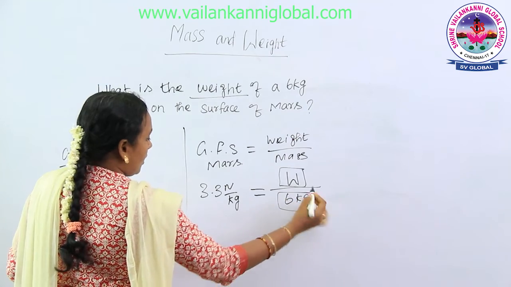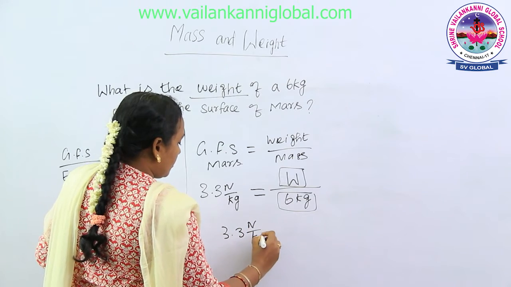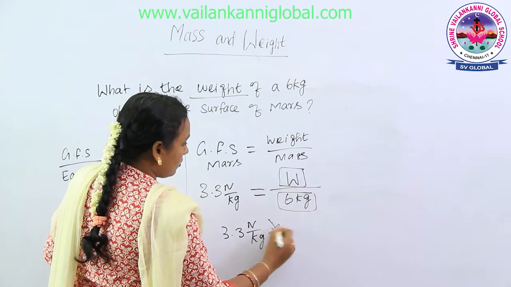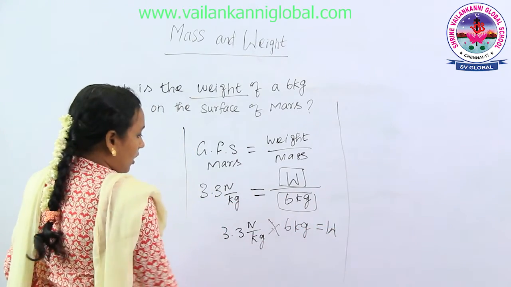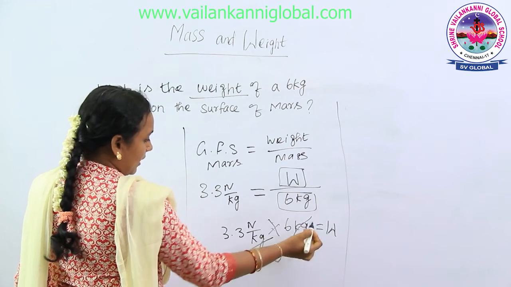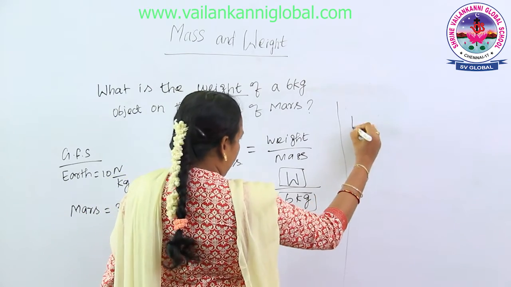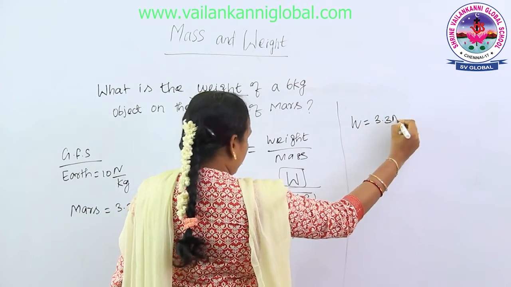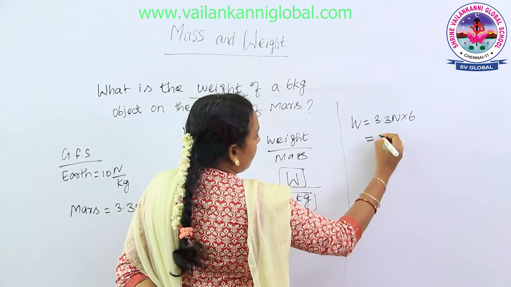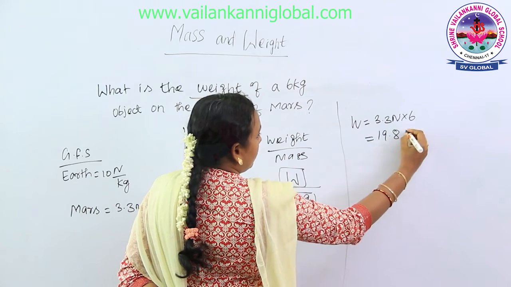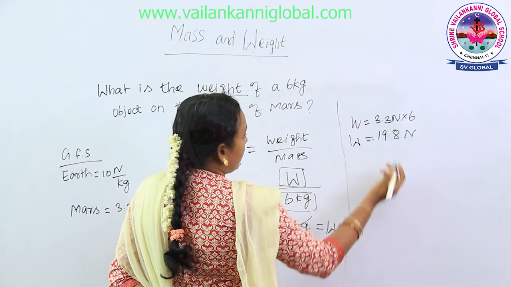So this will come to the left hand side. So 3.3 Newton by kg into 6 kg is equal to weight. Now kg is there in the numerator and in the denominator, so we can cancel it out. Then weight is equal to 3.3 Newton into 6. When we multiply 3.3 Newton by 6, we get 19.8 Newton. So the weight of the mass is equal to 19.8 Newton.